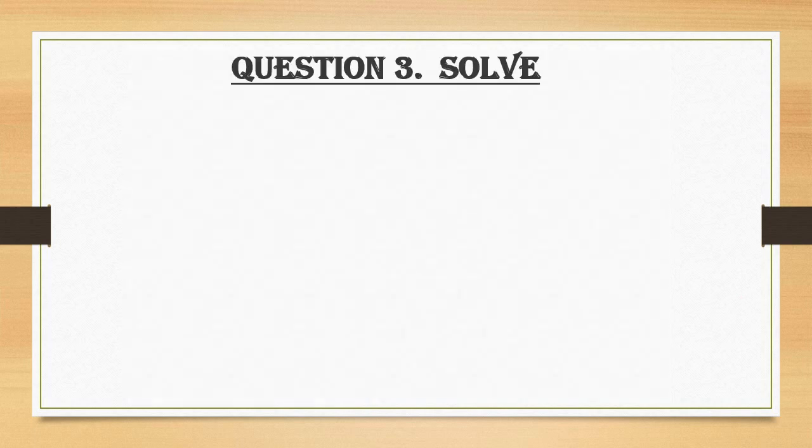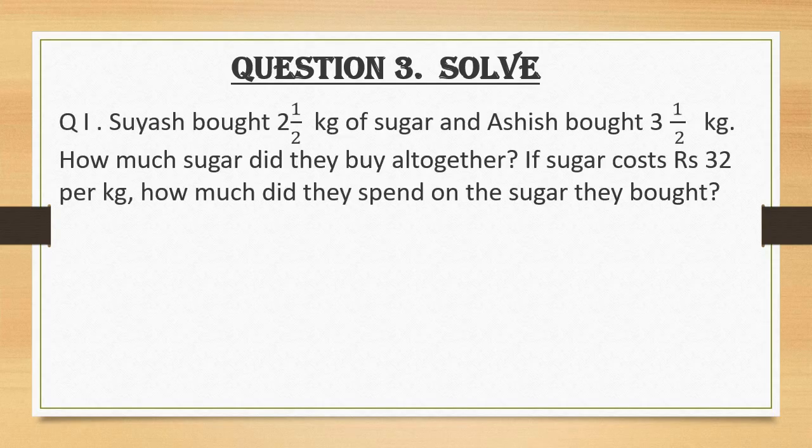Question number 3, solve. First one is, Suyash bought 2 and 1 by 2 means 2.5 kg of sugar, and Ashish bought 3 and 1 by 2 means 3.5 kg of sugar. How much sugar did they buy altogether? If sugar cost rupees 32 per kg, how much did they spend on the sugar they bought? So let's see solution.